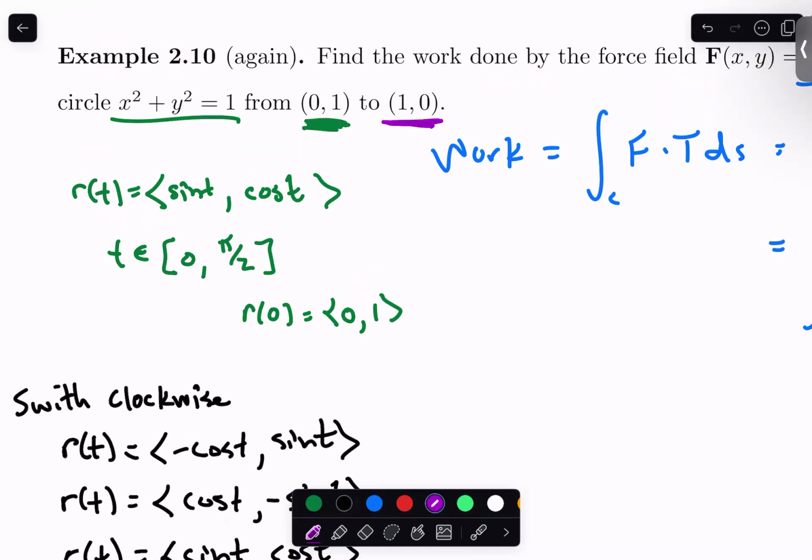So now I'm dreaming, if all goes well, that when I plug in pi over 2, I'm ending at the right spot as well. So if I plug in pi over 2, sine of pi over 2 is going to be 1, and cosine of pi over 2 is going to be 0. So yes, I do end at the right spot as well. So this one's nice. I didn't have to change my t values. On some of these other ones, you may have to change your t values. Again, you have to make sure that you're starting and ending at the right spot.